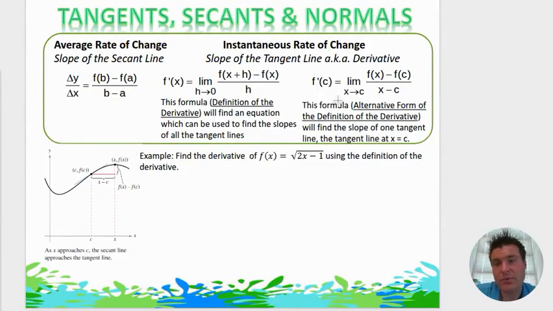Let's get right into this one. We're going to talk today about tangents, secants, and normals. So we do first know about secants. We should know the slope of a secant line. That's the same thing as f of b minus f of a all over b minus a. That's what you learned in pre-calc.